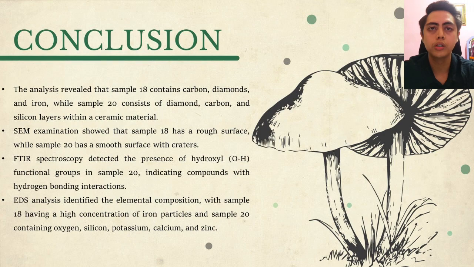So I will conclude here. The analysis revealed that sample 18 contains carbon, diamond, and iron, while sample 20 consists of diamond, carbon, and silicon layers within a ceramic material.